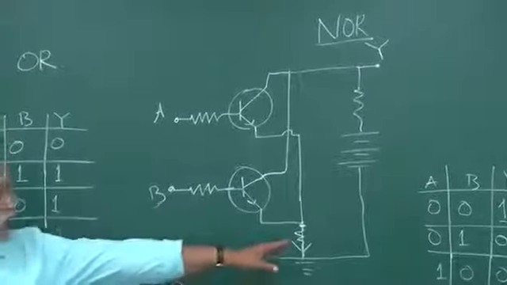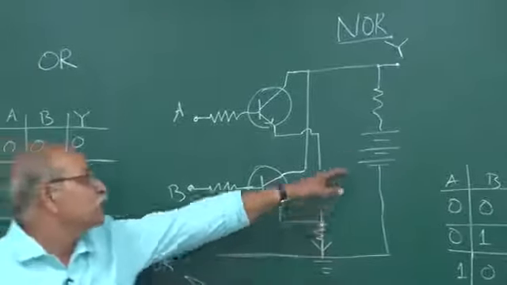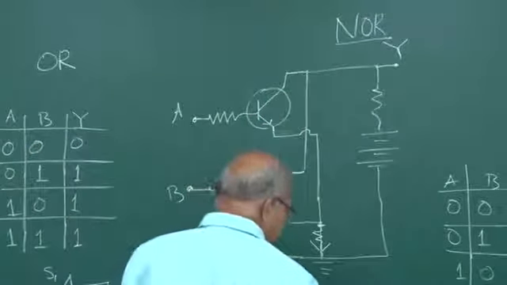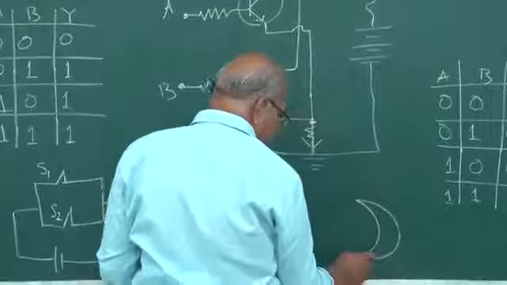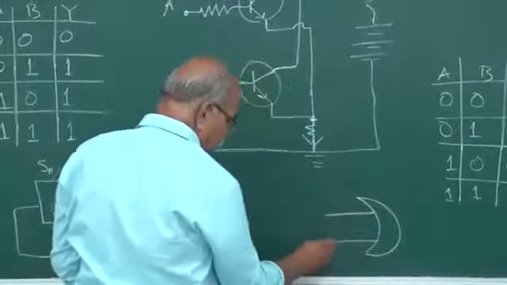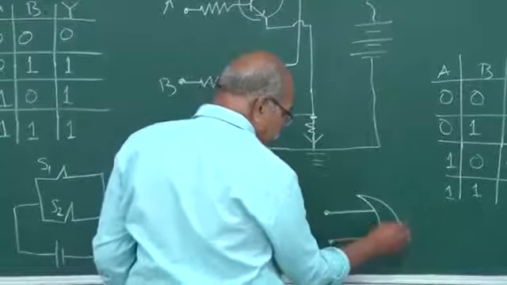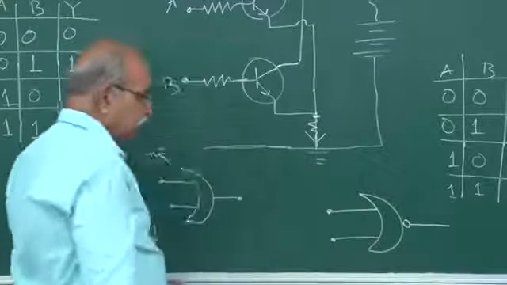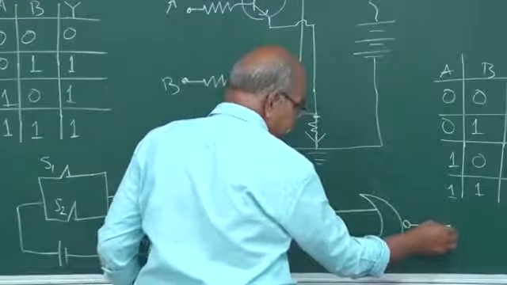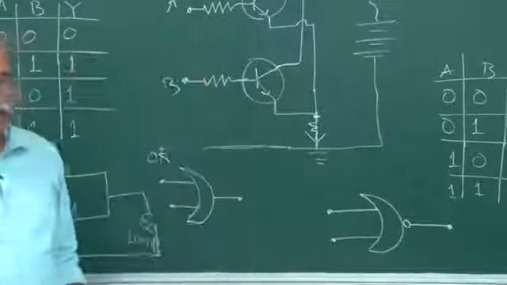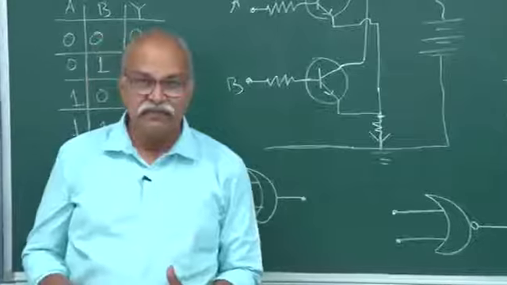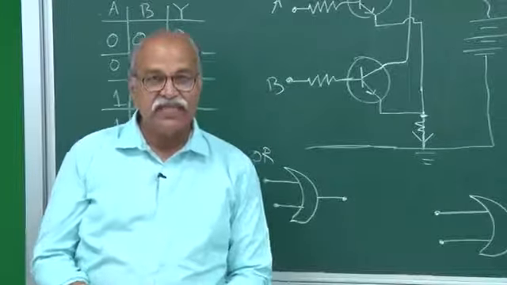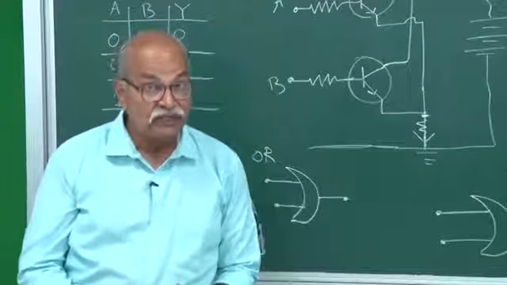If you take the output from here, it becomes an OR gate. If you take output from here, it becomes a NOR gate. And what is the symbol? You make an OR symbol and then you put a circle here to show that NOT operation, and then you have the output point. So that's the symbol. Okay, so these are some of the very basic gates. You have AND, you have OR, you have NOT, then you have NAND, and you have NOR.